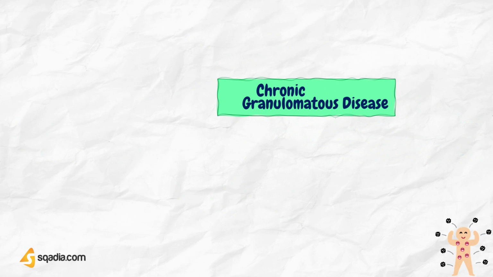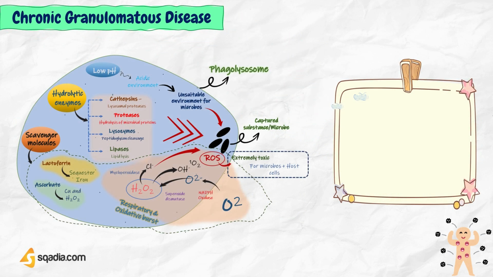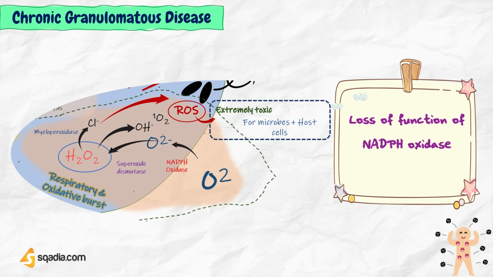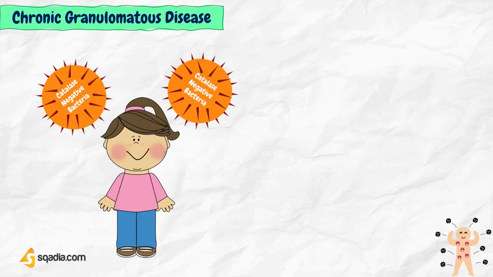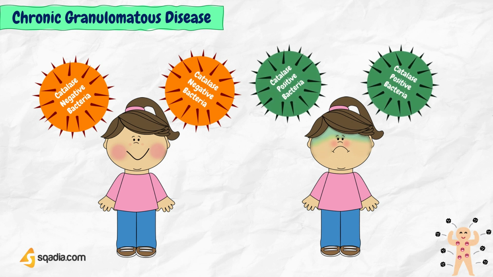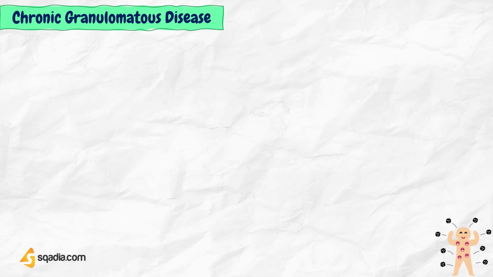And finally, we have chronic granulomatous disease, or CGD. In this disease, there is a loss of function of NADPH oxidase. Phagocytes use NADPH oxidase to generate hydrogen peroxide from oxygen. Patients with this condition do not get infected with catalase-negative bacteria. However, catalase-positive bacteria can cause infections, as they do not produce hydrogen peroxide that the phagocytes can use.